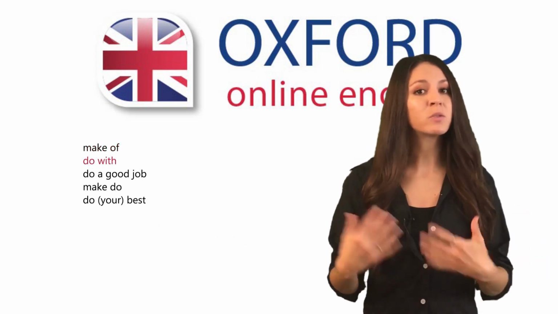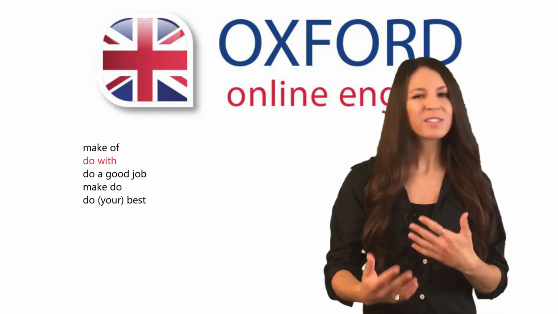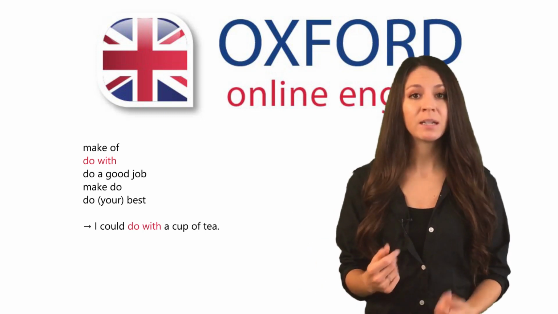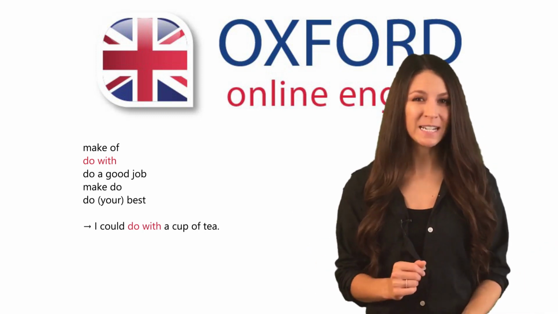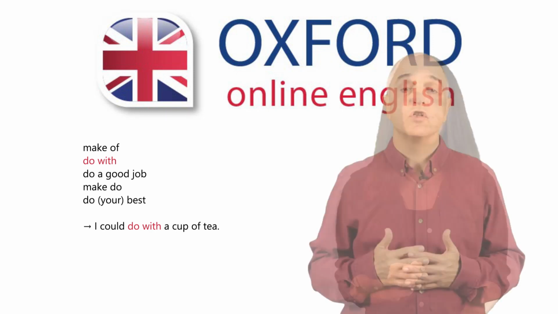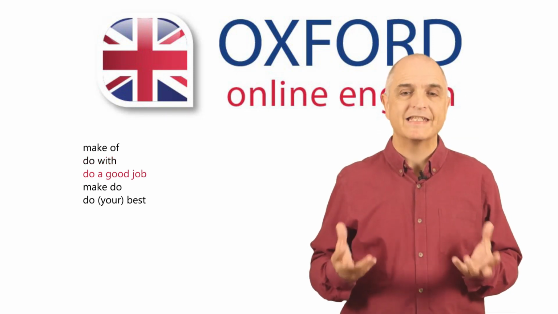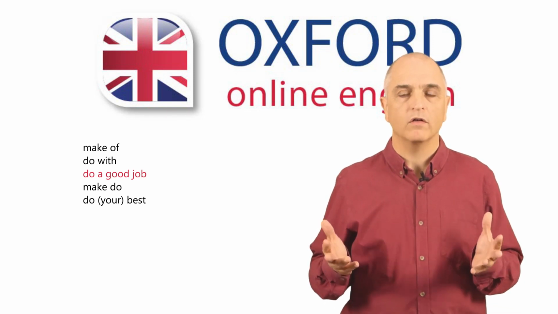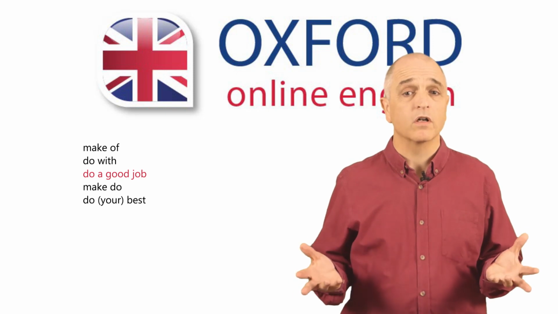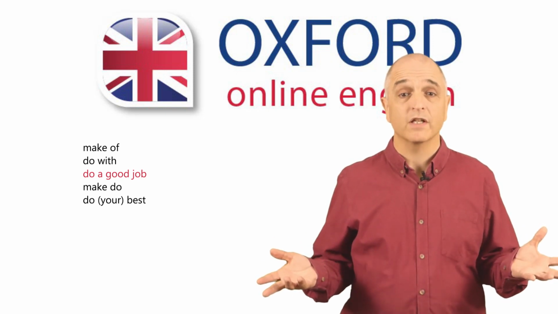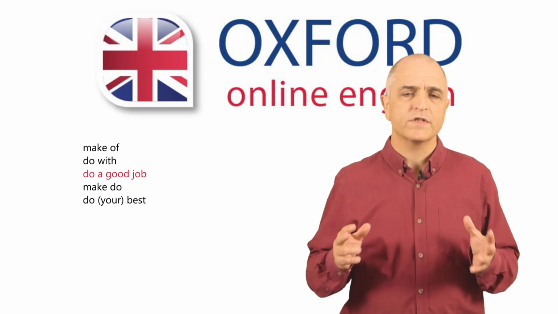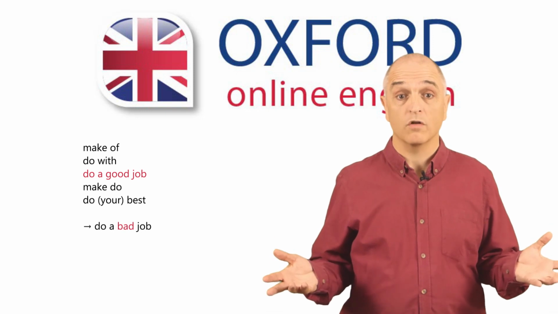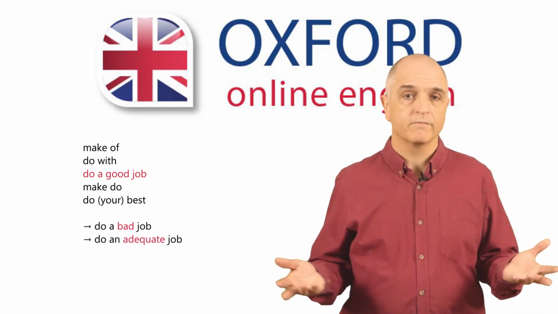Do with means want or need. It's conversational. You might say, I could do with a cup of tea, meaning I want a cup of tea. Do a good job is easier to guess. If you do a good job, you do something well. It doesn't have to be about work. You could use it about many things. You can also use different adjectives. For example, do a bad job, do an adequate job, and so on.